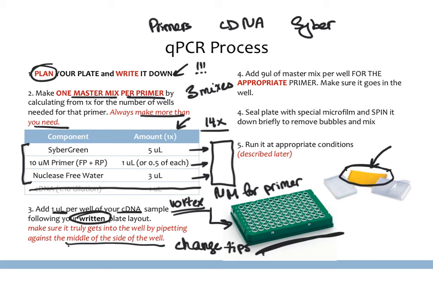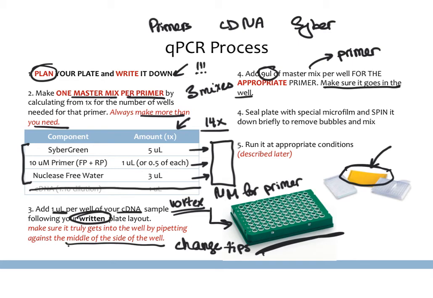Once you've done that 1 microliter, you take your master mixes. Again, remember the appropriate master mix for the primer that is supposed to go into that block. And you add 9 microliters of your master mix into the well. And again, make sure it goes into the well, although this is a larger volume, so it's relatively easier to make sure.